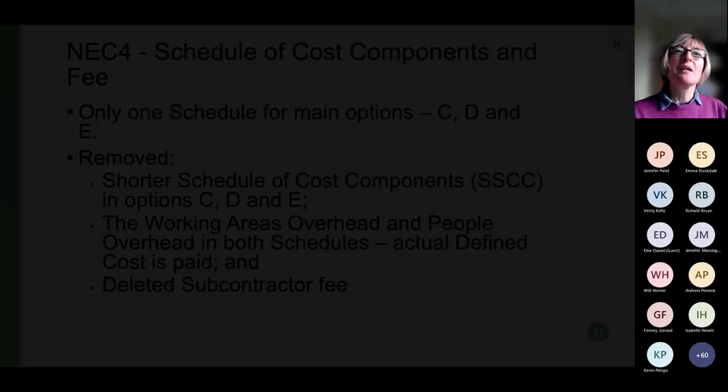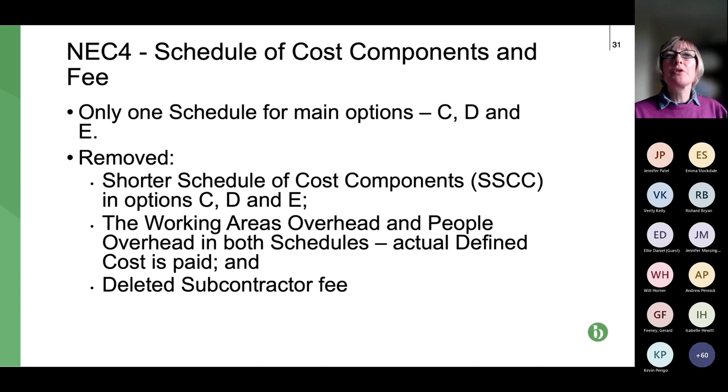Next slide, please. So what we're going to look at now, just very quickly, is how NEC4 differs from what we've seen the schedules cover in NEC3. So the big change for options C, D and E is what we've already talked about, in that there's no longer the option to use the shorter schedule if both parties decide they would like to. And in my experience, it's never been used anyway. So that's been removed. I think it simplifies it.